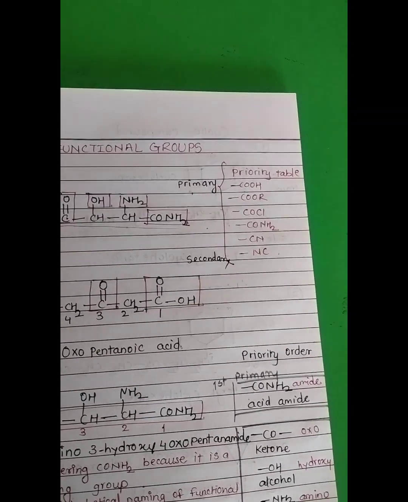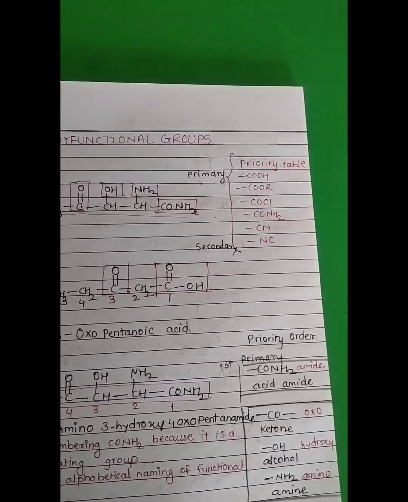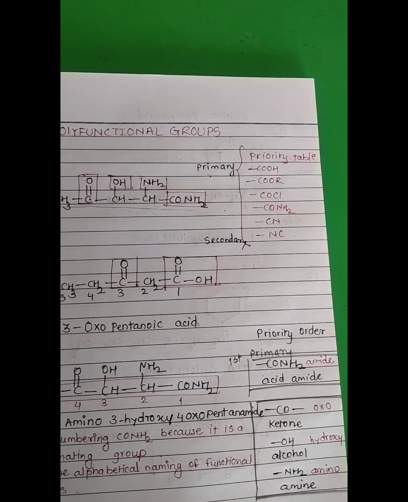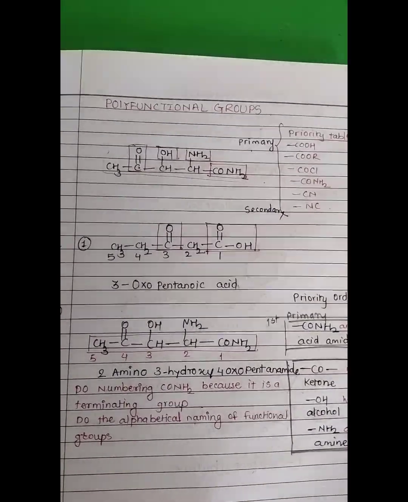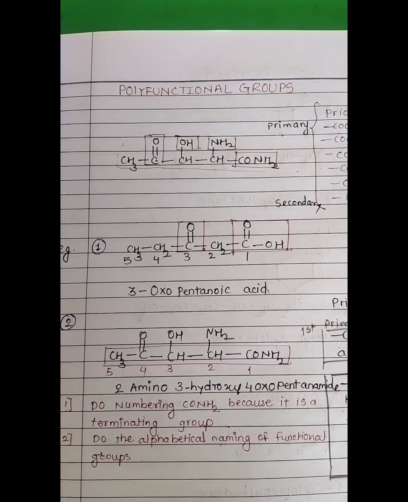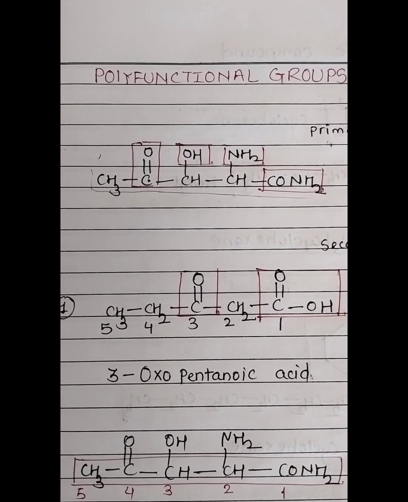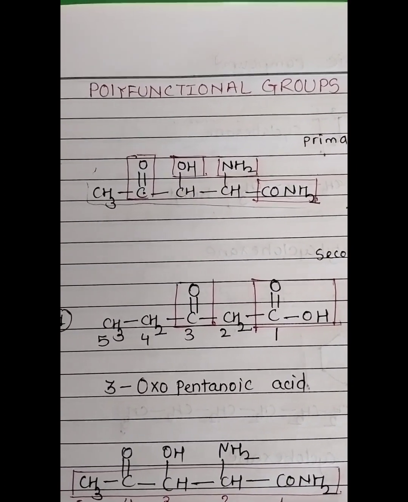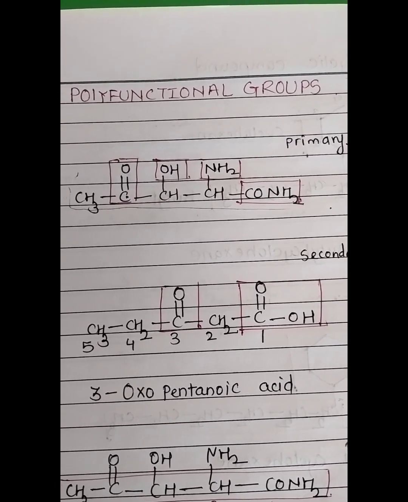So the first priority functional group goes to the primary, and the last one is the secondary. Let's see one example. In this example, there are two functional groups. Give the numbering of the compound. The functional group goes to the lowest locant number. So here 1, 2, 3, 4, 5.